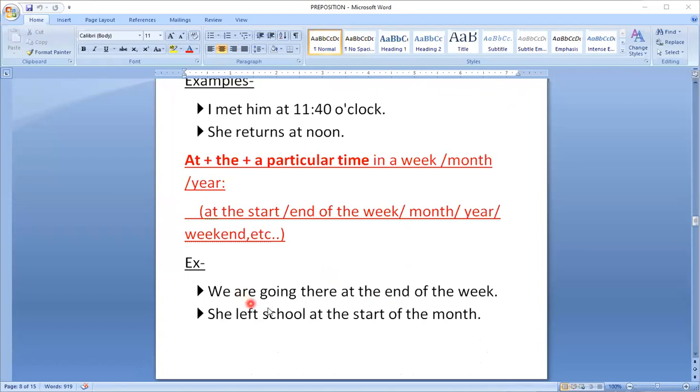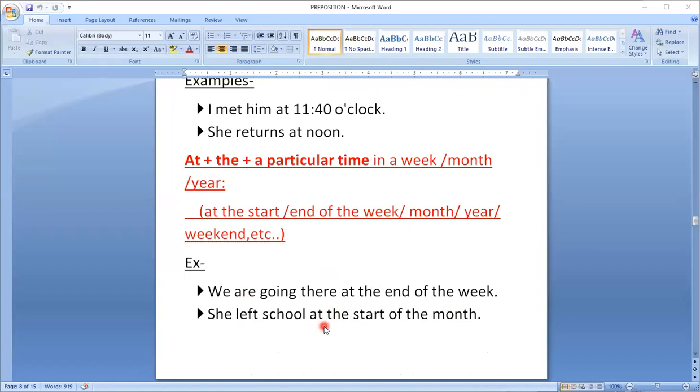We are going there at the end of the week. You notice that here in the sentence, the end of the week, we use the preposition at. Now in the second sentence, she left school at the start of the month. Here you notice that at the start of the month, we use the at preposition.